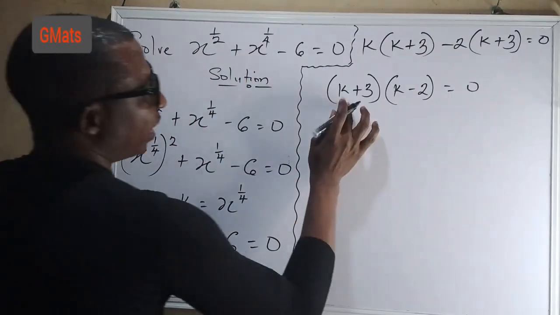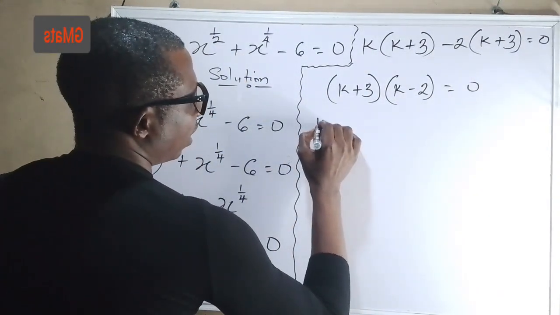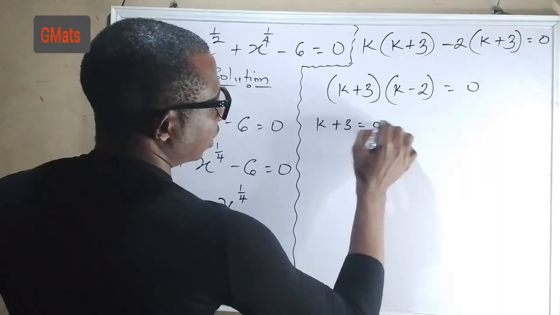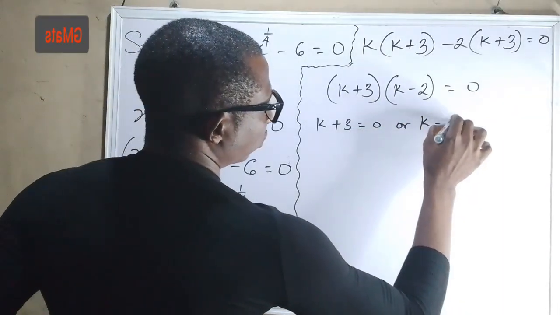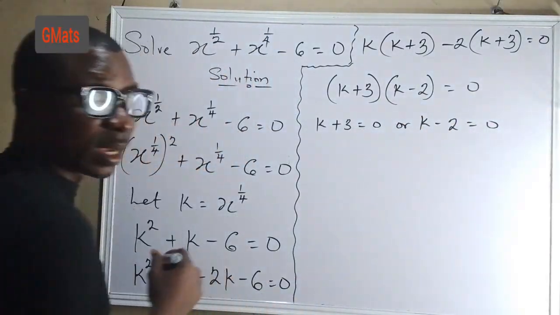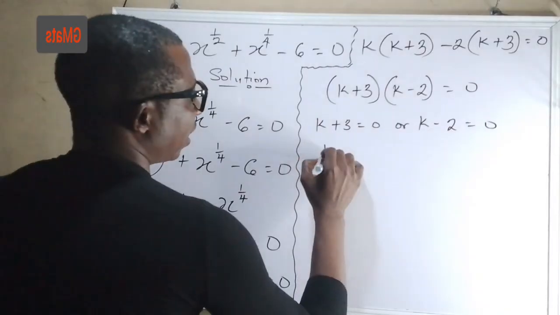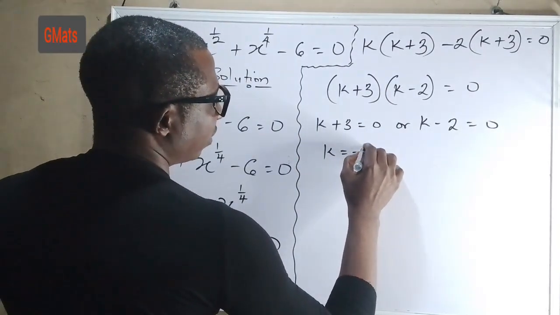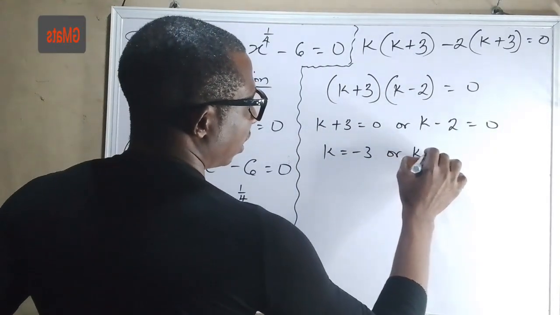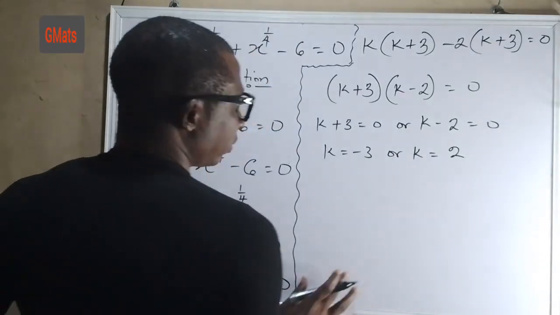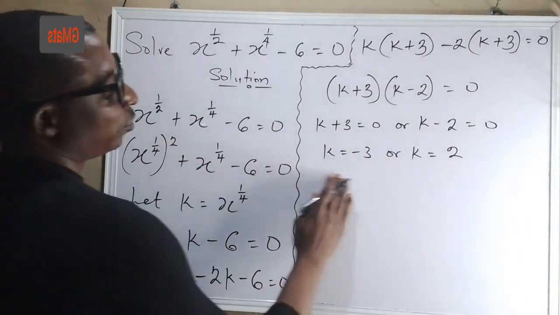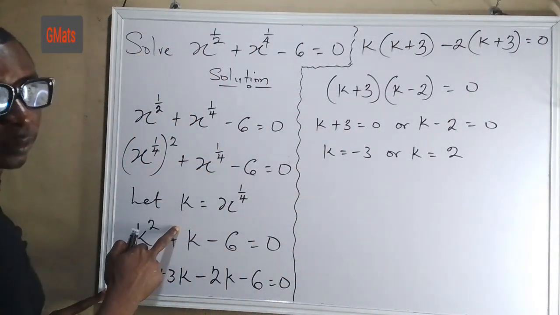So it's either this is 0 or this. So you have k plus 3 equals 0 or k minus 2 equals 0. Hope you get that? So we now have k equals minus 3 or k equals 2. These are the two values of k.